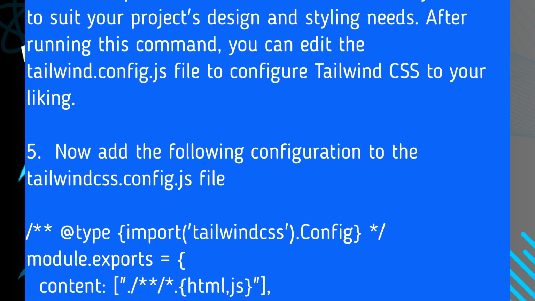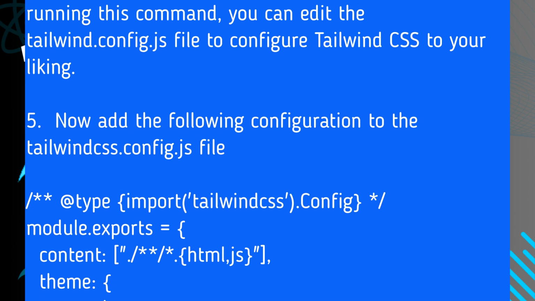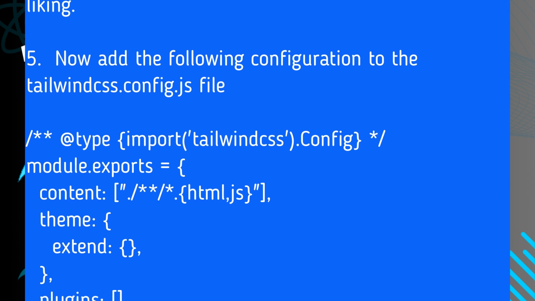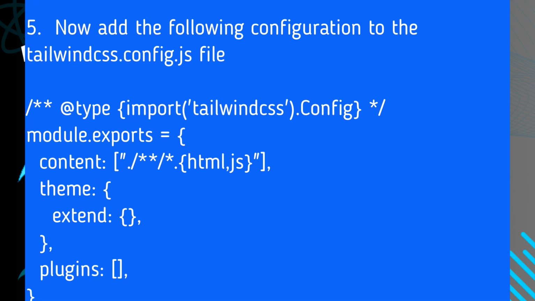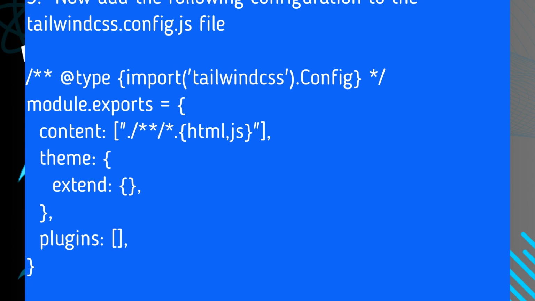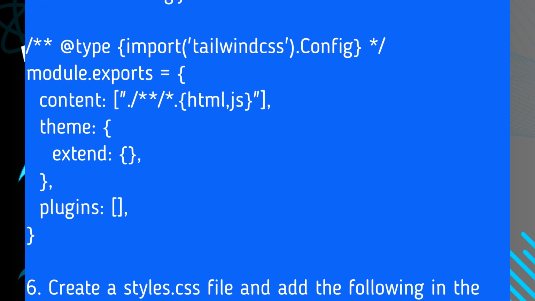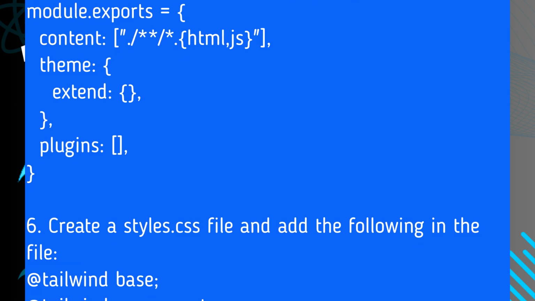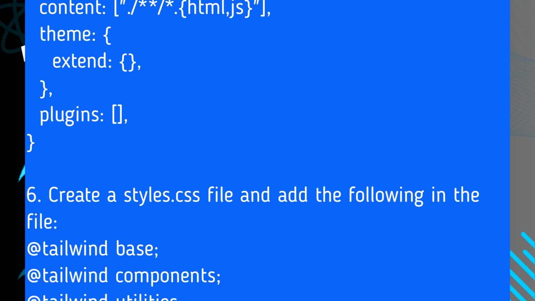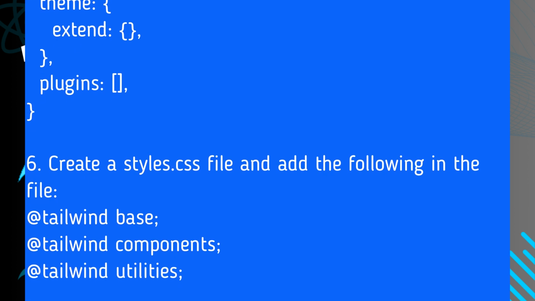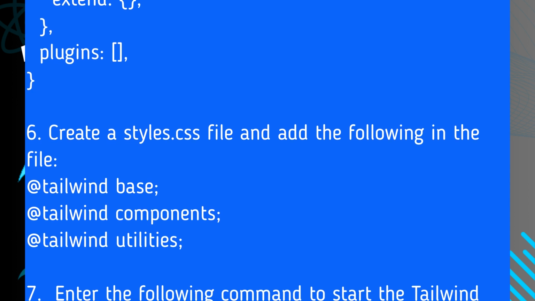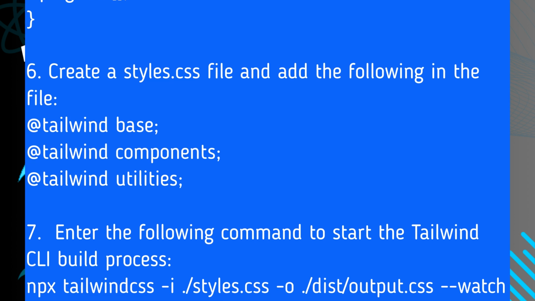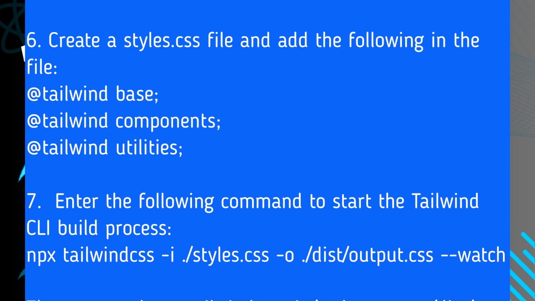5. Now add the following configuration to the tailwind.config.js file: the content, theme, extend, and plugins settings inside module.exports. 6. Create a styles.css file and add the following in the file: @tailwind base, @tailwind components, @tailwind utilities. 7. Enter the following command to start the Tailwind CLI build process: npx tailwind -i ./styles.css -o ./dist/output.css --watch.